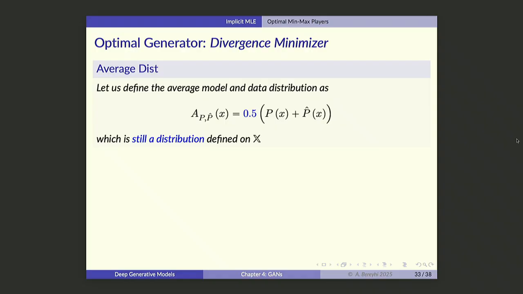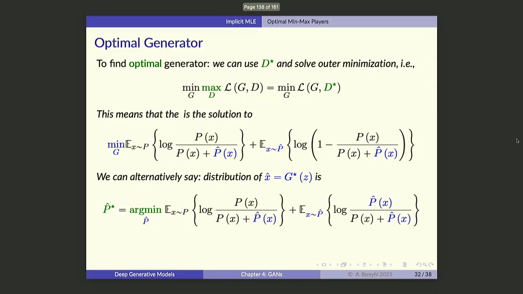P is positive, P hat is positive. So P plus P hat is positive as well, right? Now if I integrate P plus P hat over X, it's going to be 1 plus 1, which is 2, right? Since I have multiplied it by half, it's going to be 1. So this average distribution is still a distribution, correct? Now, look at this expression. What is this guy at the denominator? 2 times average distribution, right? Here again, 2 times average distribution, right?